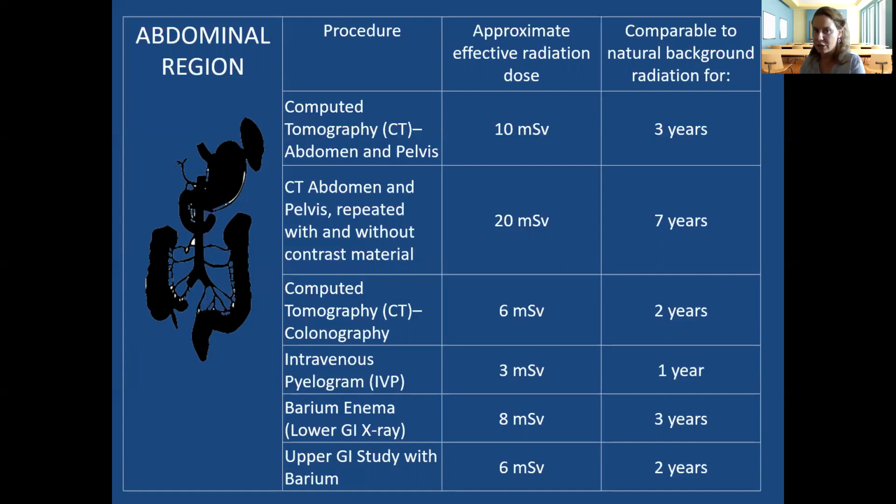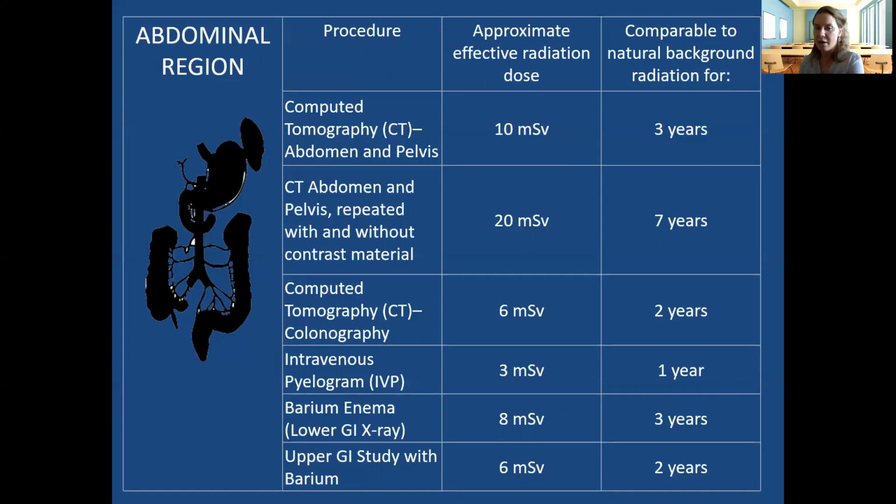For example, the abdominal region. Computer tomography of the abdomen and pelvis gives the patient 10 millisievert. It's the same as 3 years living with natural background radiation. Computer tomography of the abdomen and pelvis performed with and without contrast material gives 20 millisievert. It's the same as 7 years of natural background radiation. Computer tomography colonography is 6 millisievert. It's the same as 2 years.